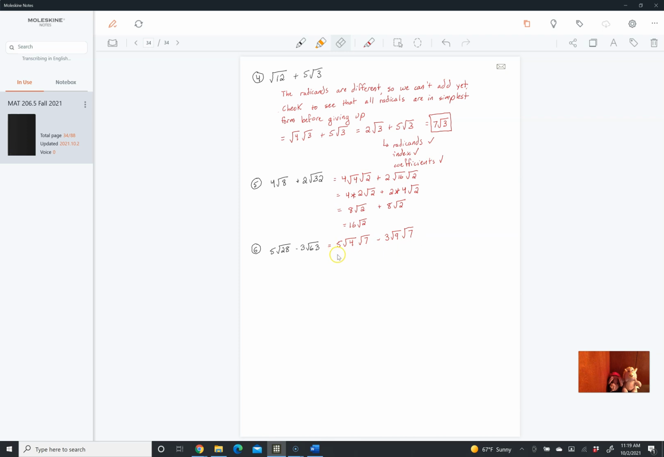Okay, 5 times the square root of 4. Square root of 4 is 2. I'm writing out both of these steps just for your benefit, but again, you can skip one of them. Then we have 3 times 3 square root of 7. That gives us 10 square root of 7 minus 9 square root of 7. And that's just equal to the square root of 7.